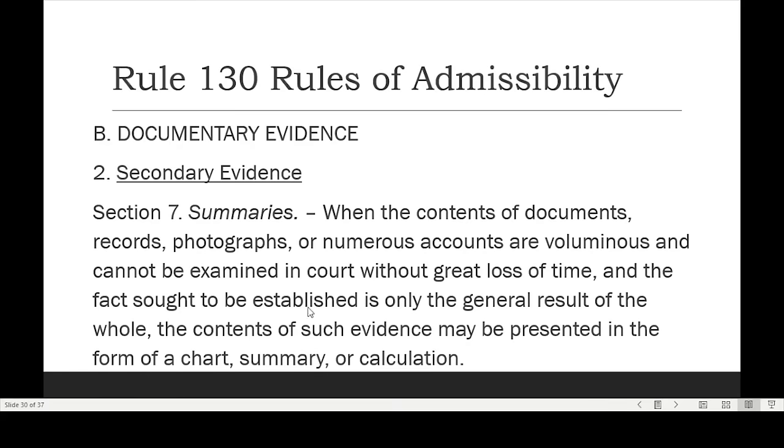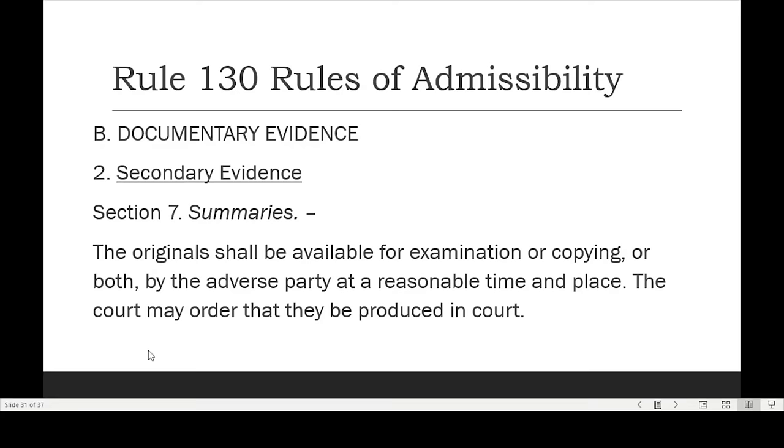And the secondary evidence here are any of the following: chart, summary, or calculation. Okay, these are the secondary evidence here. Chart, summary, or calculation. Okay, the originals shall be available for examination or copying or both by the adverse party at a reasonable time and place, and the court may order that they be produced in court. Okay, so even if the originals will no longer be presented in court, they must be made available to the adverse party for examination or copying.